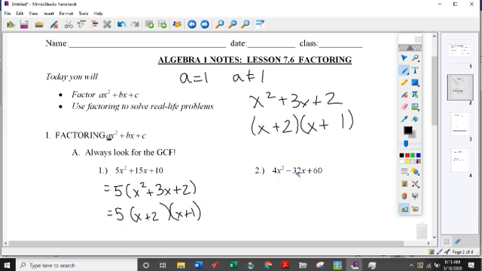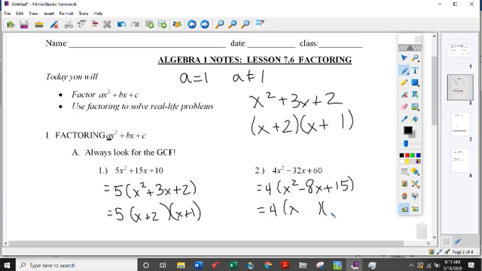Number 2, everybody has a 4 in common. Every term is divisible by 4. When I factor it out, 32 divided by 4 is 8. 60 divided by 4 is 15. Now I should have something that is easier to factor.